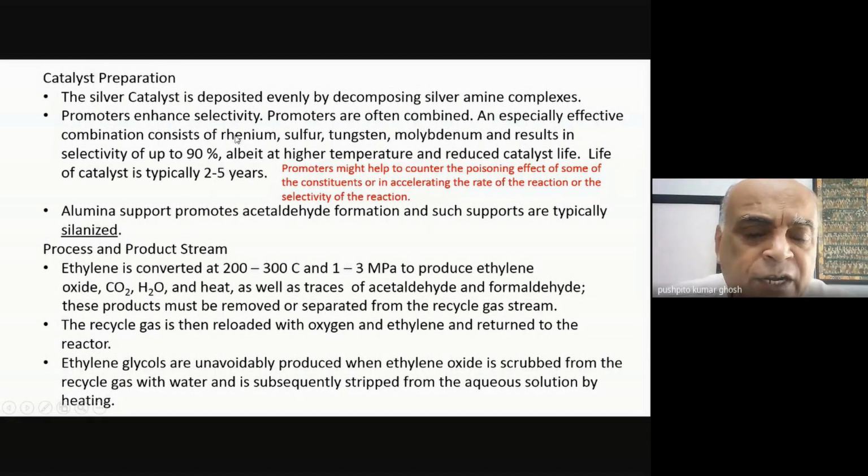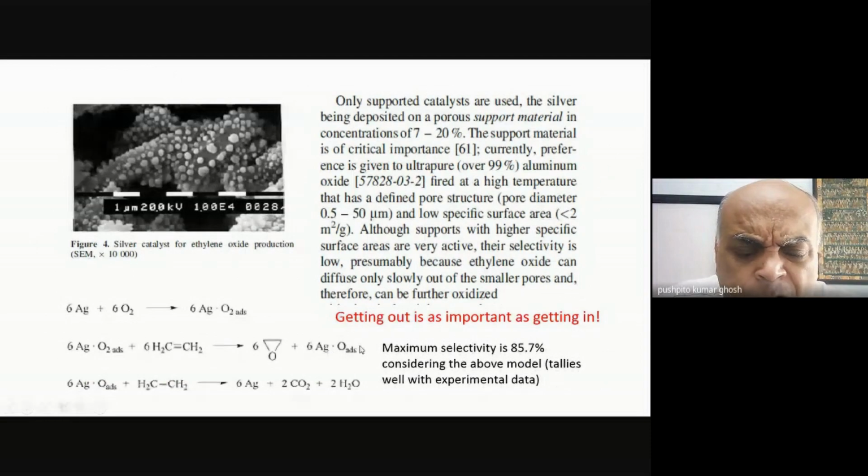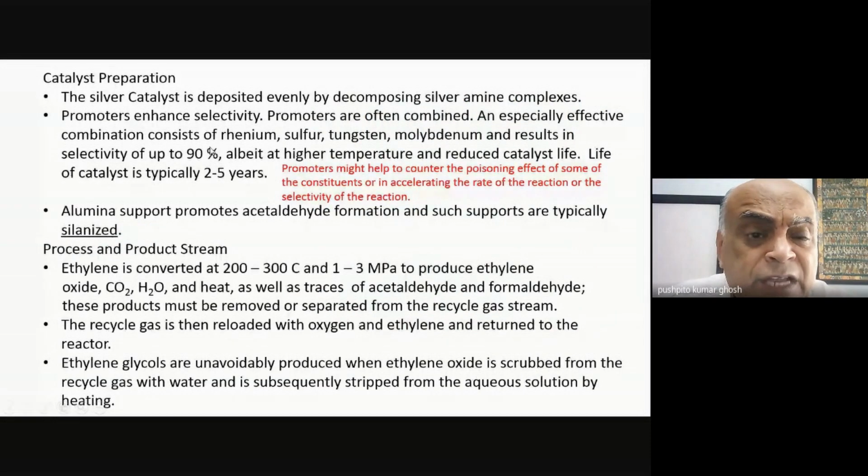As we have learned in all of these processes, there are promoters which help to enhance the selectivity. This mechanism need not be strictly true. There could be competing mechanisms which help to increase the selectivity to something like 90 to 92%, which they have been able to find today. I've just shown you here the temperature and the pressures at which the reactions are done. So it's between 10 to 30 bar and 200 to 300 C.